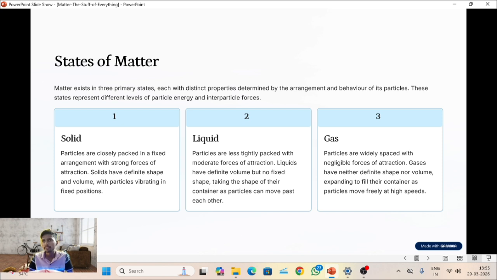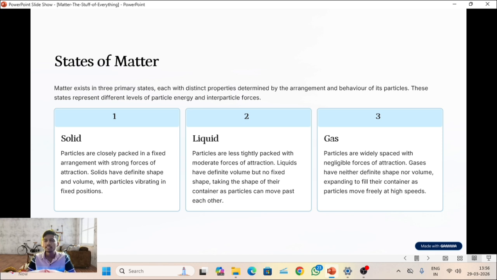थर्ड आता है गैस. Particles are widely spread with negligible force of attraction. यहाँ पे फोर्स ऑफ अट्रैक्शन इतना कम होता है कि उसको हम ना के बराबर भी मान सकते हैं. Gases have neither definite shape, ना ही इनका फिक्स कोई वॉल्यूम होता है, expanding to fill their container as particles move freely at high speed.